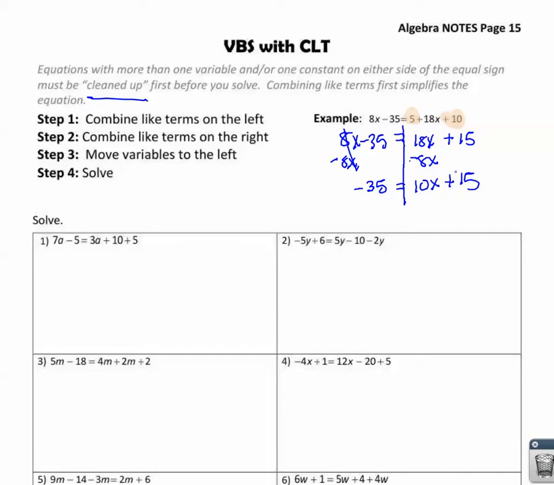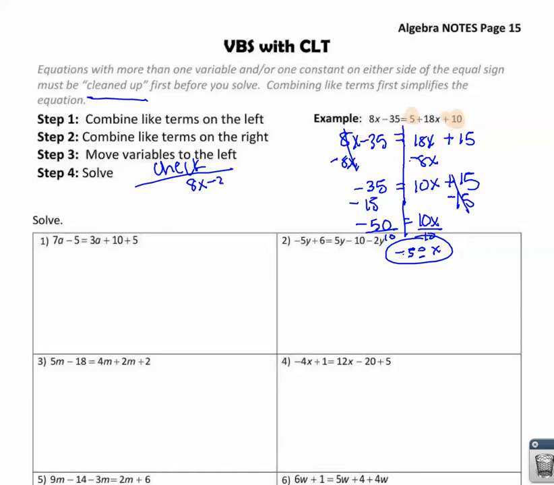Now you can bring your constants over to the left. It is a positive 15, so you subtract 15. Remember, what you do on one side, you have to do on the other. Negative 35 minus 15 is negative 50. Divide each side by 10 to get a final answer of negative 5. And again, you can check your answer for these, and you're going to be required to.